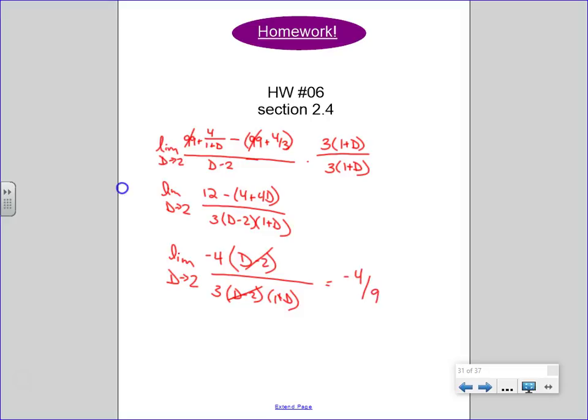Yes. Degrees Fahrenheit per... So the temperature should go down about 4 degrees per 9 milligrams, if you want to think of it that way. Or it goes down negative 4/9 of a degree per 1 milligram, at that point, for the dosage that's been currently given to them, which is 2 milligrams.